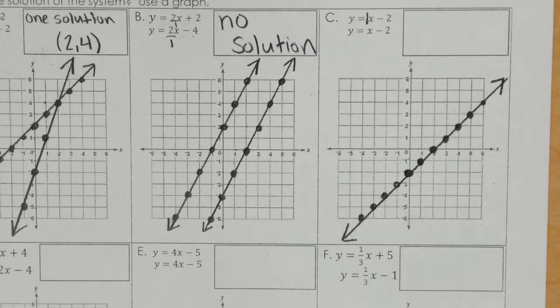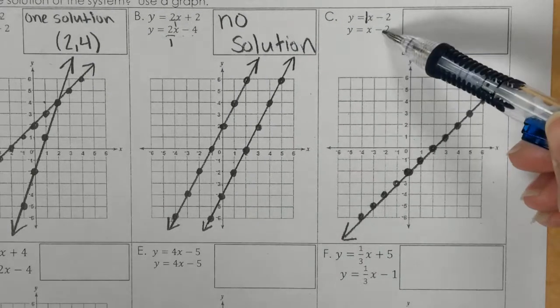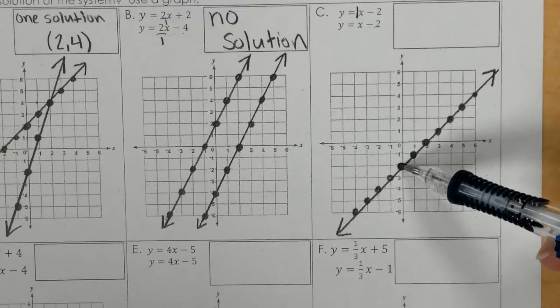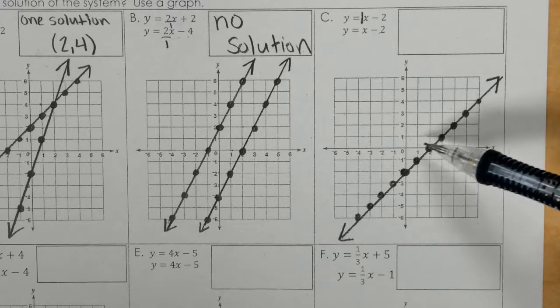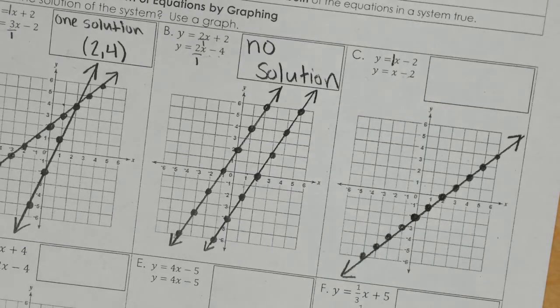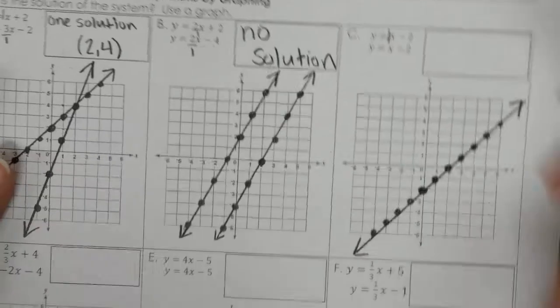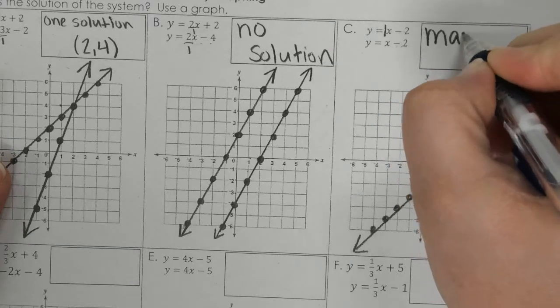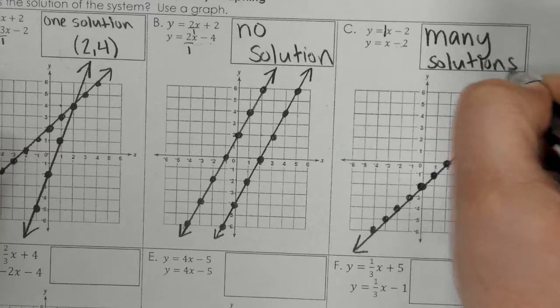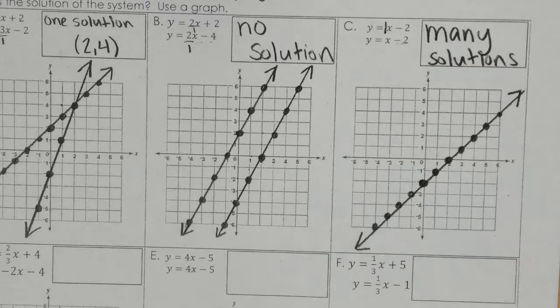If you notice, the second equation is exactly the same. If I start at negative 2, put my point, and then go up 1 over 1, I'm at the same point. So you basically have two lines that are on top of each other. They share every single point, which means they have many solutions, because the lines are infinitely long.